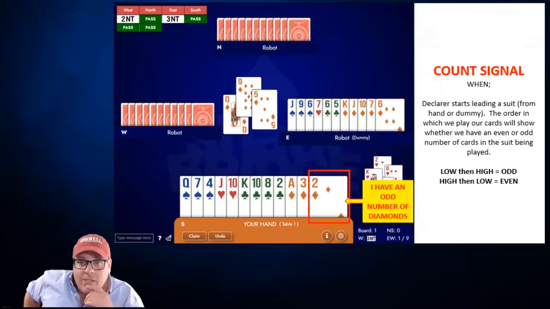What does partner's 9 suggest when they play this? What should they be giving as a signal? Is their choice any different? Yeah, Penny, that's right. And Alexis, yeah, that is a count signal as well.